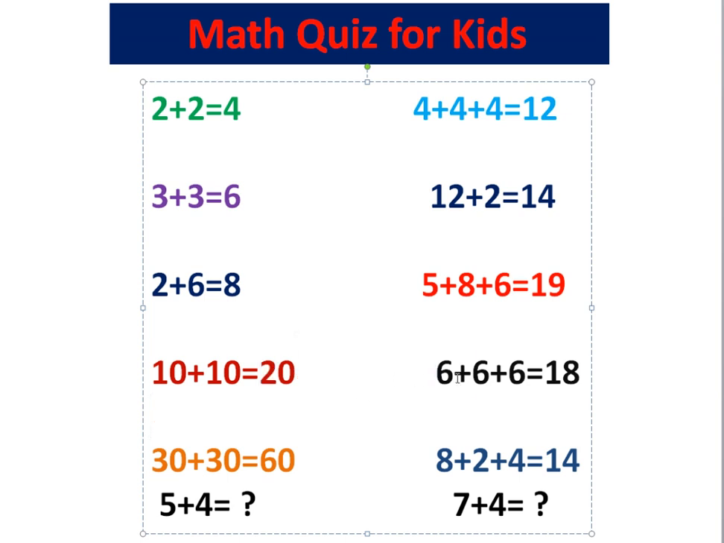Question number 8. 6 plus 6 plus 6 is equal to 18. Question number 9. 13 plus 13, 30 plus 30 is equal to 60. Question number 10. 8 plus 2 plus 4 is equal to 14.